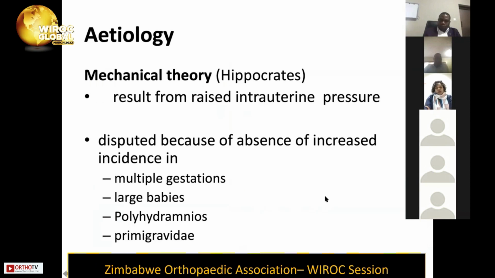In terms of etiology, the real cause of clubfoot is not known, as you shall see evidenced by the abundance of many theories that have been proposed. From the very beginning, Hippocrates proposed a mechanical theory postulating that clubfoot would result from a raised intrauterine pressure, but it has been disputed because of the absence of increased incidence in multiple gestations, large babies, and polyhydramnios, which would normally be associated with increased intrauterine pressure.